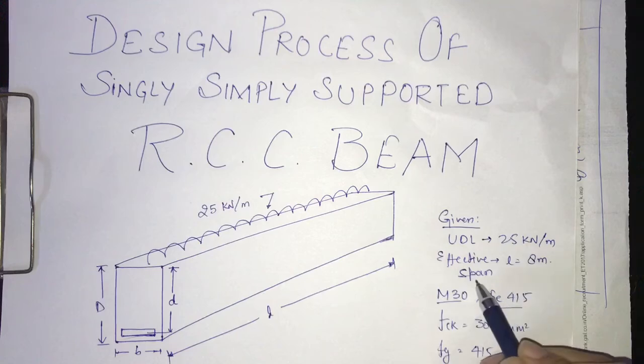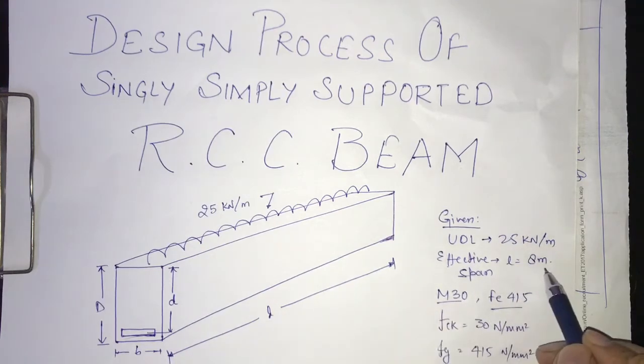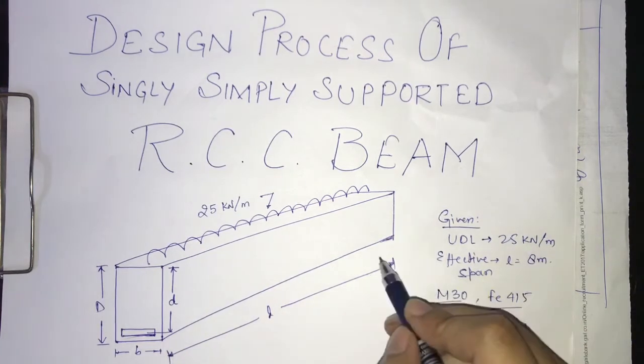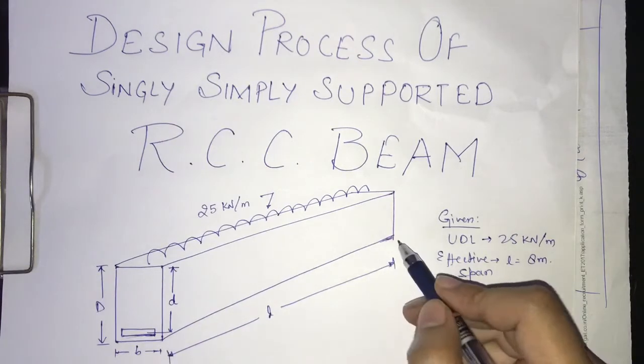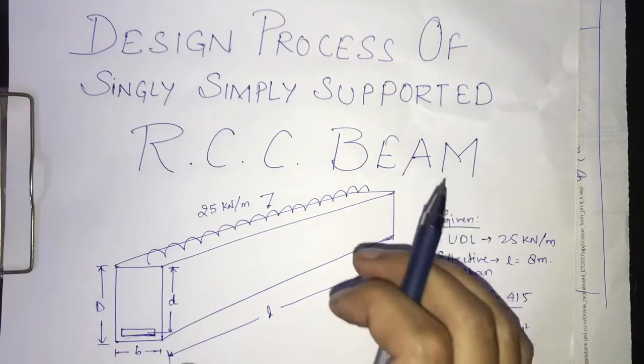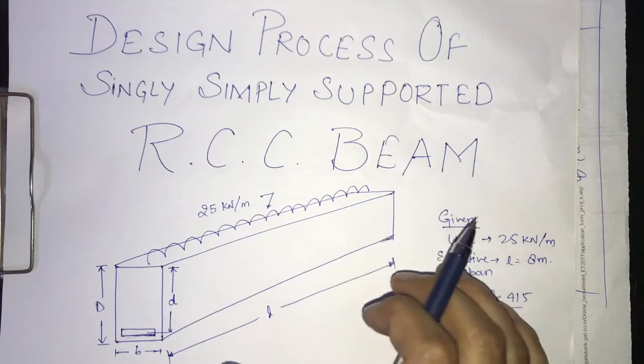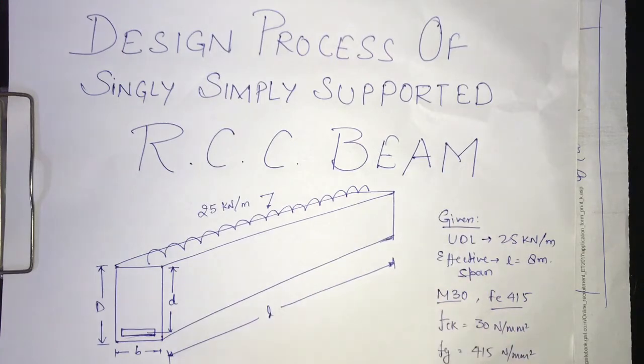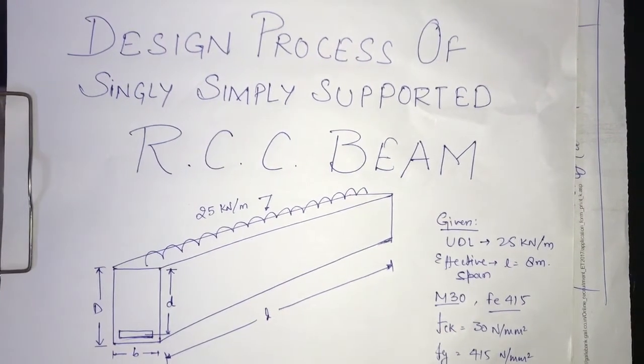The effective span of the beam is 8 meter. Guys, the effective span is that span of the beam at which the load is actually acting on the structure. It is called the effective span. So let's get started with the stepwise calculation of the design process.